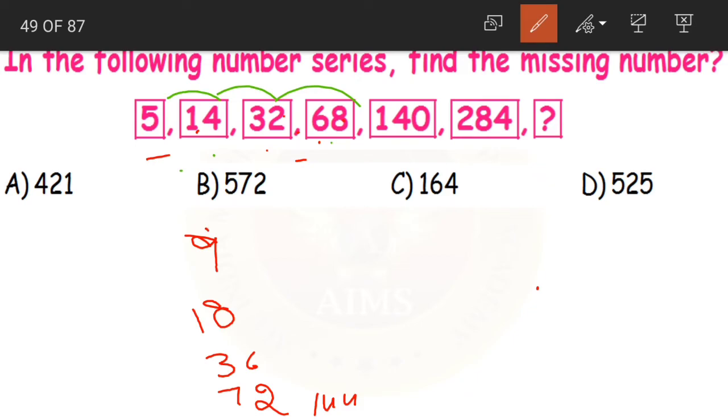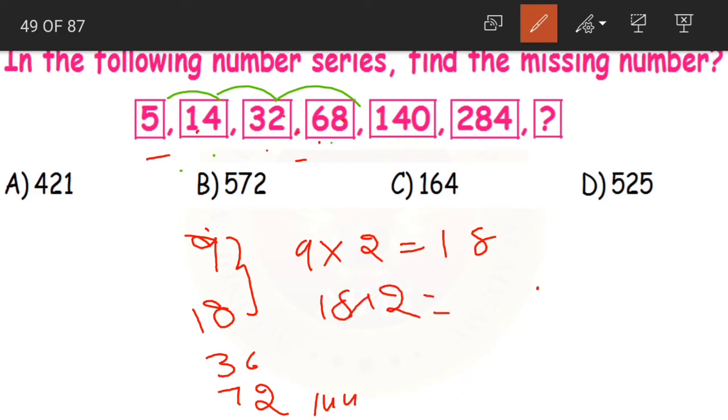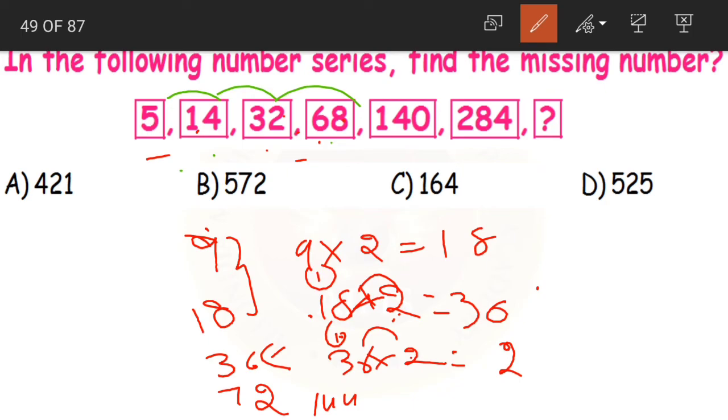If you think, children, 9 twos are 18. Yes or no? 9 twos are 18. Then again 18 twos: 8 twos are 16, 1 carried, 2 ones are 2 plus 1, 3. That is what we got here. 36. Now again 36 twos: 6 twos are 12, 1 carried, 3 twos are 6 plus 1, 72. Yes, that is what we got. Again, 72 into 2: 2 twos are 4, 7 twos are 14, 144.